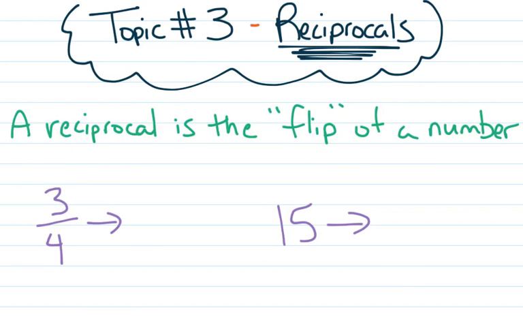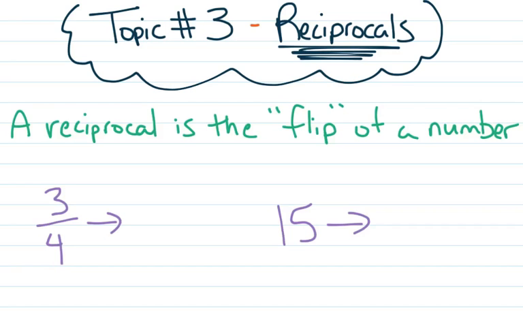Okay, the third big topic here is reciprocals, and reciprocals tie in to dividing with fractions, because we have to do what we call keep, change, flip when we divide. And that flip has a very special name. That's what you call a reciprocal. It is the flip of a number.